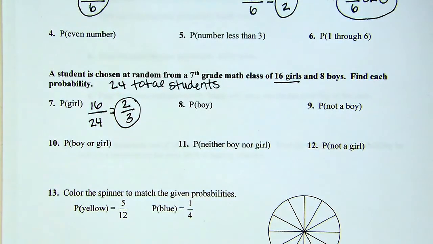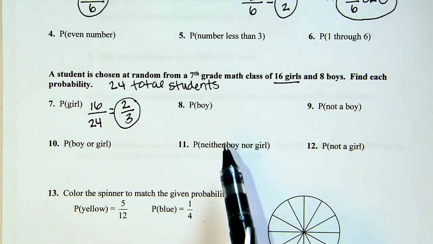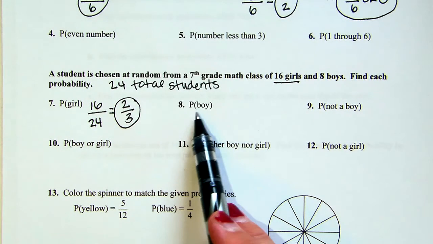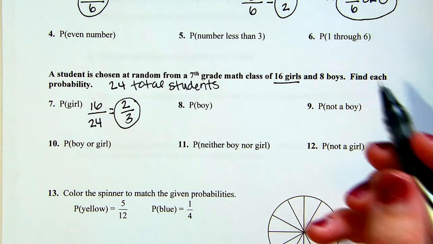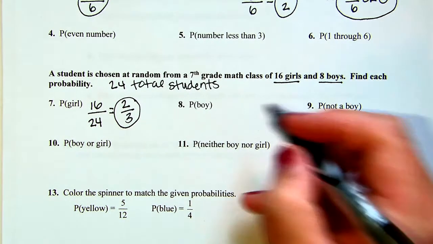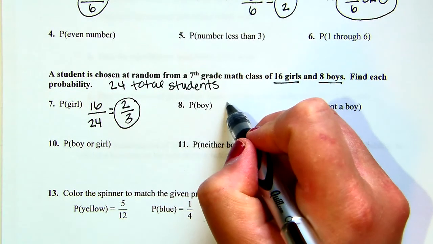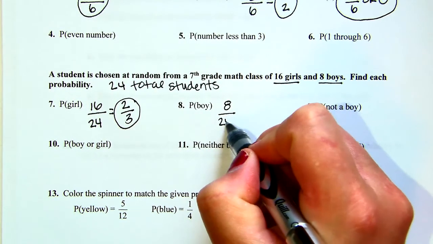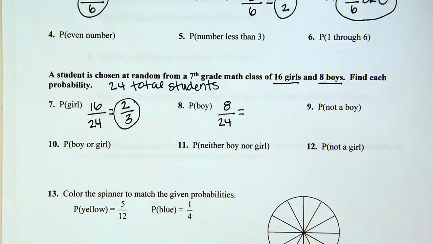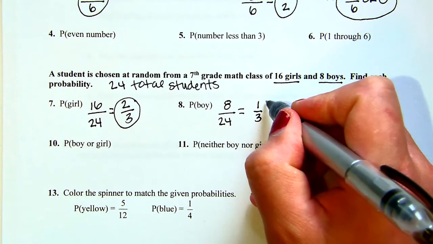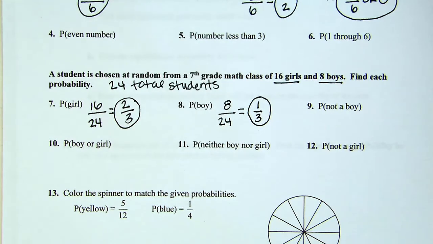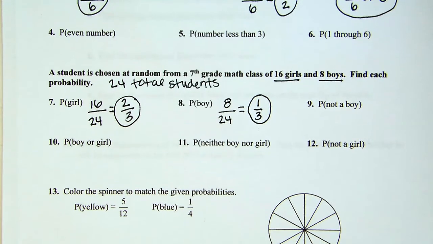All right. Next, number 8 says probability of a boy. So let's say I've got a boy in the class. There are 8 boys in that class out of 24 total students. Now I'm going to have to reduce. So that means that there's a probability of 1 out of every 3 students in the class is male. All right, I'm going to let you take on the rest of the problems.